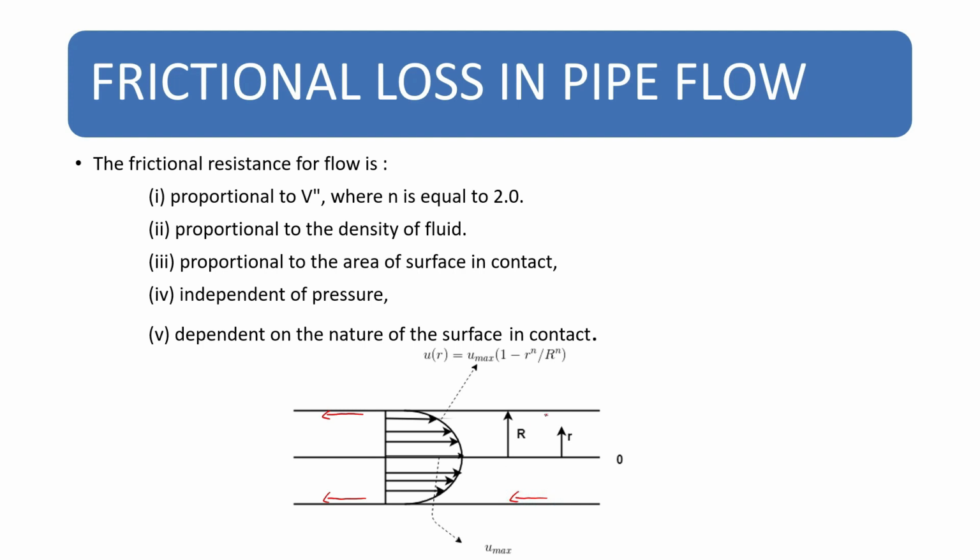And this frictional resistance is proportional to V square, that is velocity square, and it is proportional to the density of the fluid and also the surface area in contact. And it is independent of the pressure of the fluid. And also it depends upon the nature of contact of the surface. Sometimes it may be a smooth pipe, it may be a rough pipe. So the frictional force depends upon the velocity square, density, and the surface area in contact.